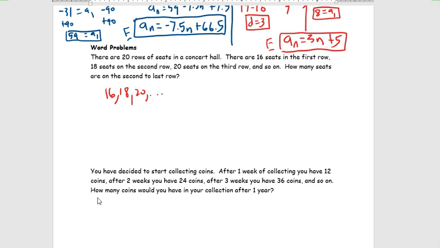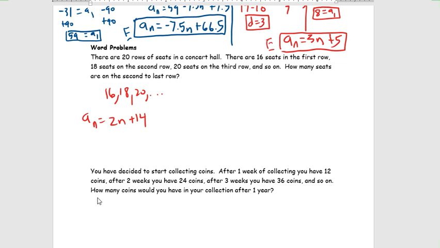So can we come up with an explicit formula for this? Yes, pretty easily. With a shortcut, a sub n equals difference of 2. So there's our slope. Go back to the 0th term. That will be 14. So the formula a sub n equals 2n plus 14 is a rule that describes the number of seats on any given row in this concert hall.